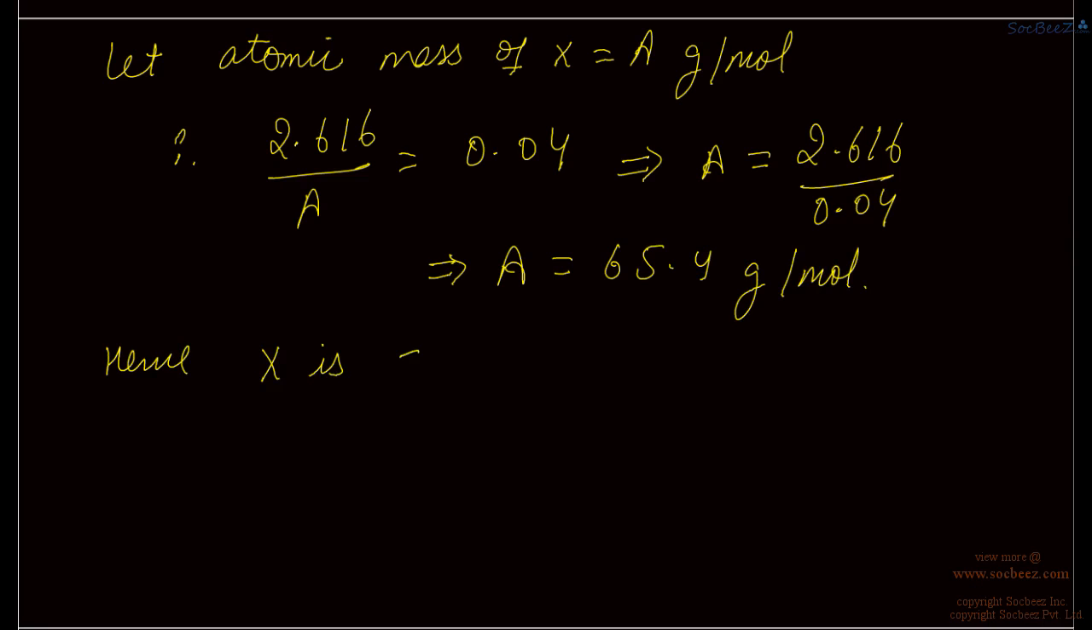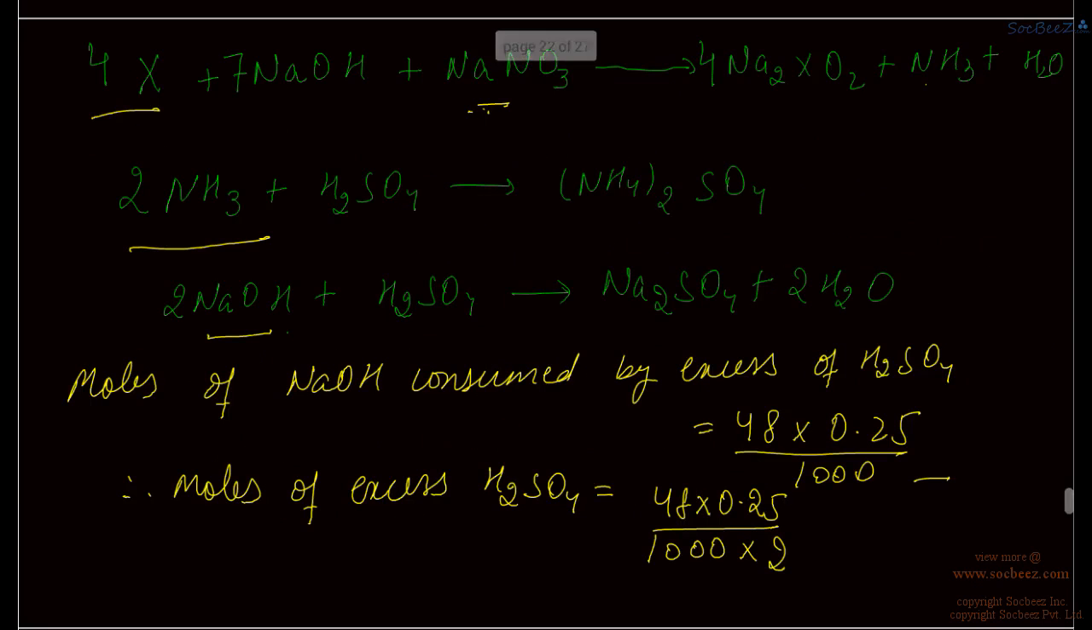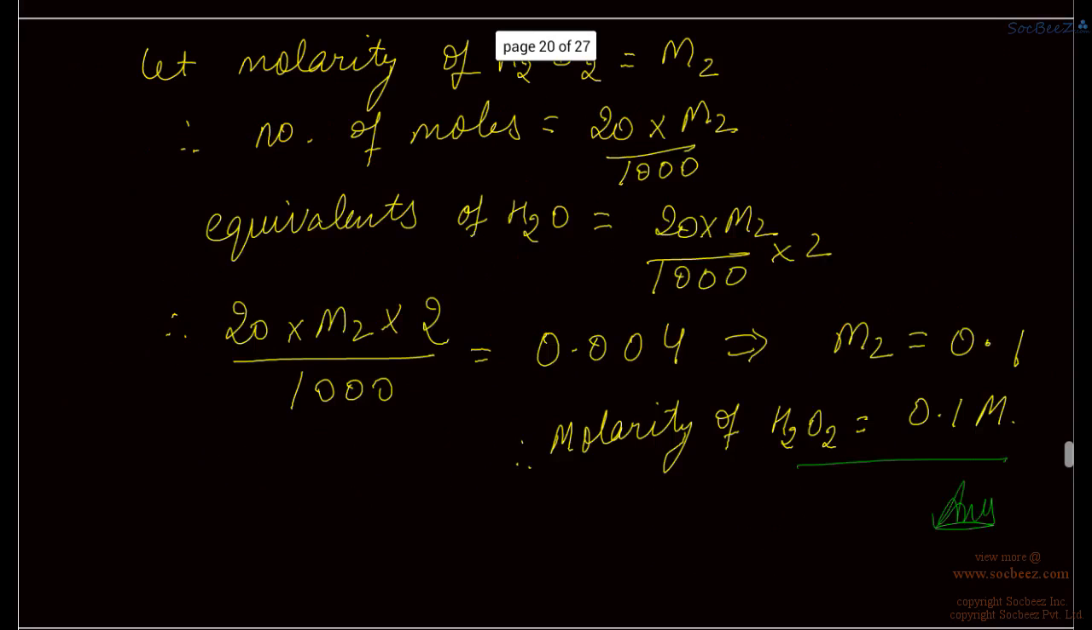gram per mole. Hence we can say that X is zinc, because the atomic mass of zinc is around 65.5 gram per mole. Hence we can say that X is zinc. So here also the reaction is taking place in 3 steps.